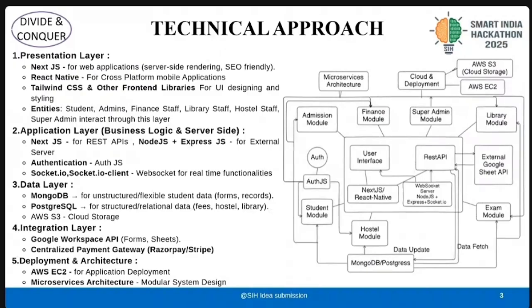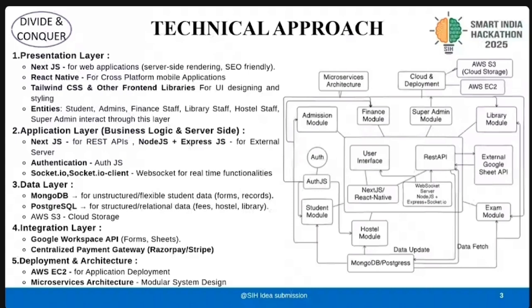So the cloud storage is maintained by the AWS S3 provider, and there is an integration layer which is associated with Google Workspace API. Like when a student fills a form, it will be handled by the Google Workspace API or Google Forms and Sheets, and then those sheet and forms data will be collected by the Google Sheets API to the central database, and the central database is managed by the super admin. And there will be a centralized payment gateway which will be implemented by Razorpay or Stripe.